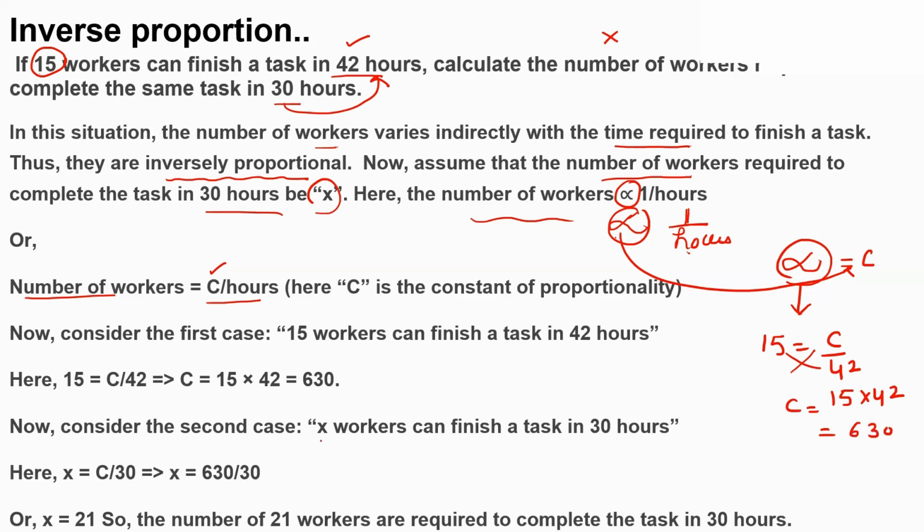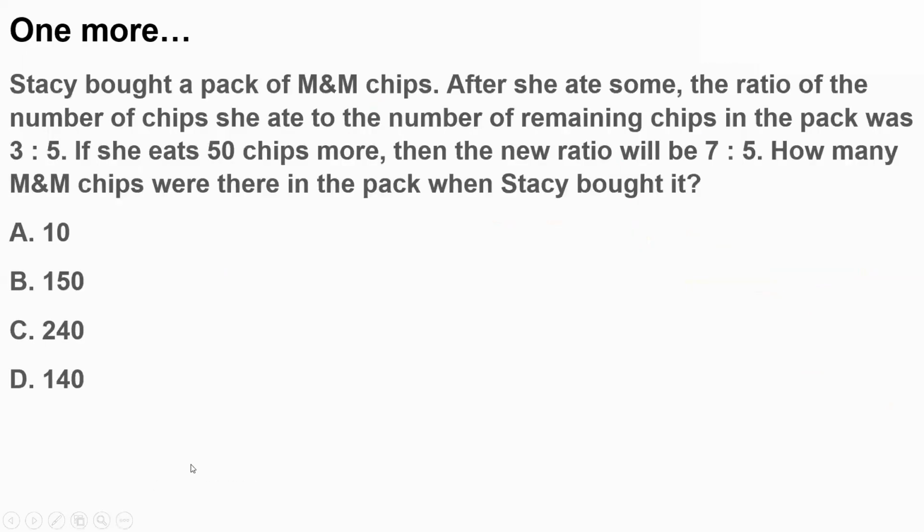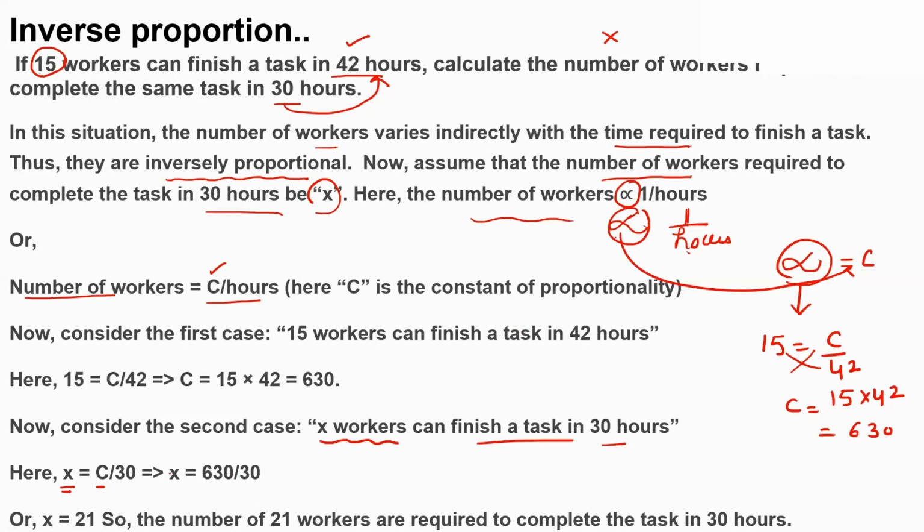Now I have taken X workers can finish a task in 30 hours. It means X workers is equal to constant of proportionality by number of hours, that will be 30. So if I cross multiply 630 by 30, I am getting 21. Yes, my workers have increased. In 30 hours, 21 workers are completing my task. Got it?